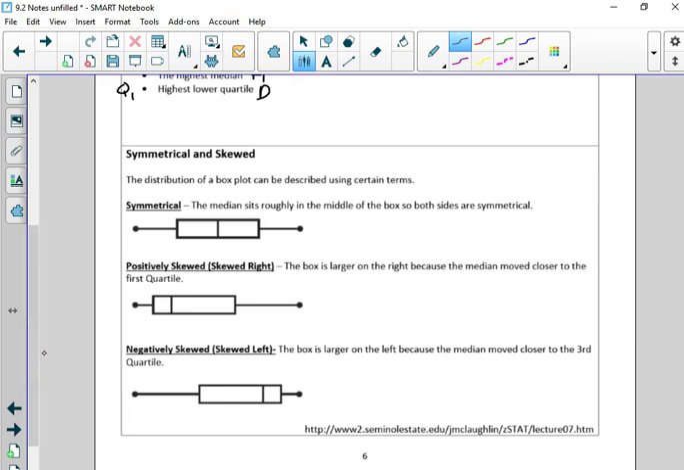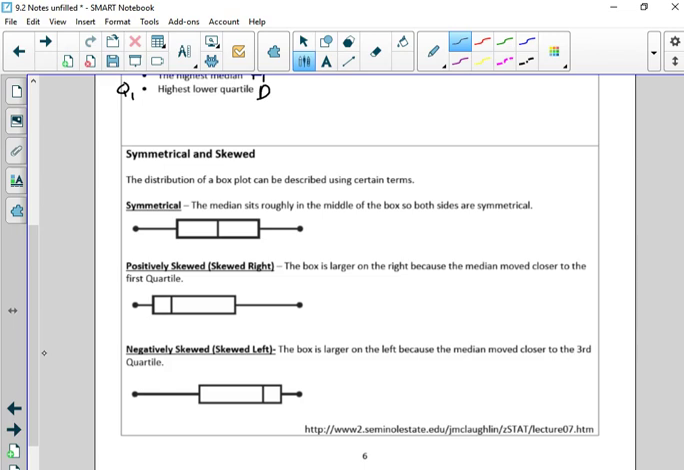Okay. Now, this one throws people for a loop. Listen carefully. The distribution of a box plot can be described using certain terms. Symmetrical means the same on the left side and the right side. Completely matching. So think about a parabola. Every point over here has a matching point on the other side of this axis of symmetry. So symmetrical means the left matches the right.